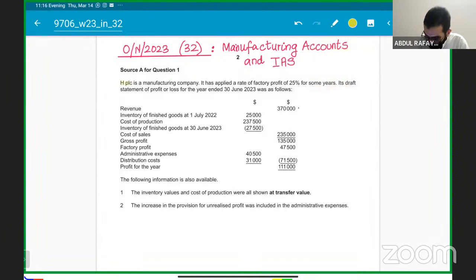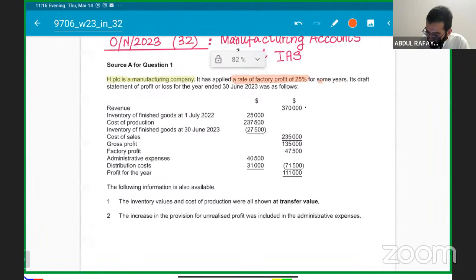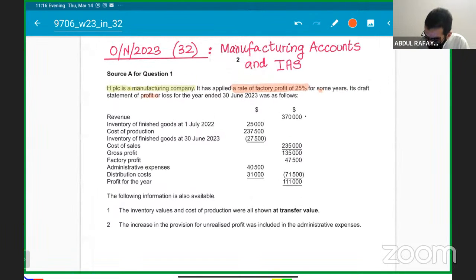Okay. So we have this company, HPLC, a manufacturing company. HPLC is a manufacturing company. It applies a rate of factory profit of 25%. So factory profit is 25% for some years. And its draft statement of profit and loss is given, the statement of profit and loss for the year ended 30th June 2023.